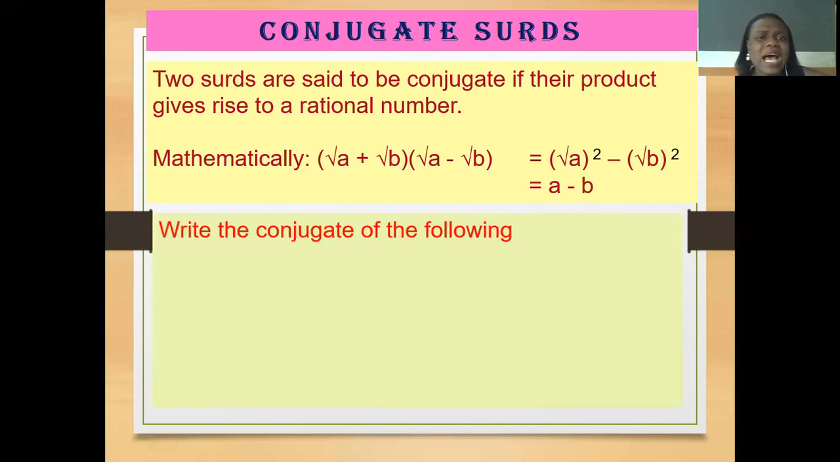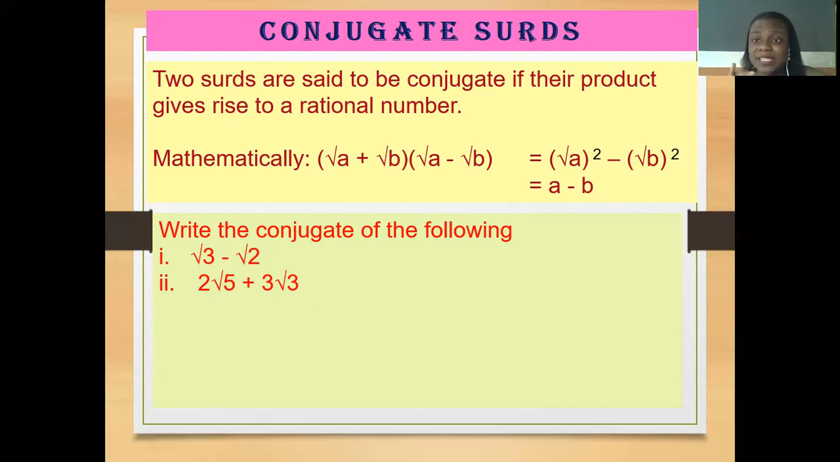So this is an example. Write the conjugate of the following: root 3 minus root 2 and 2 root 5 plus 3 root 3. Now for number 1, root 3 minus root 2, I already told you that to find the conjugate, all you need to do is identify the sign and then change it.